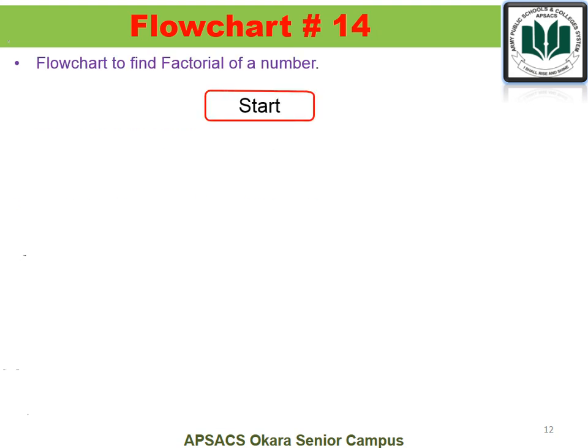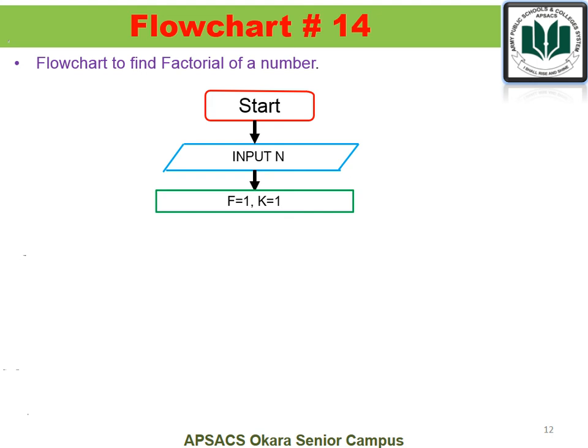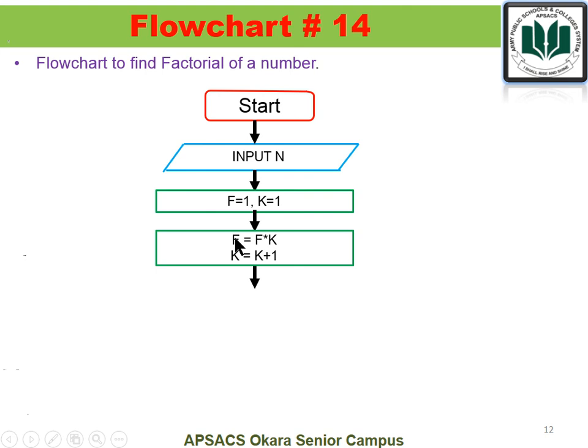Now the last flowchart of our textbook, which is the flowchart to find the factorial of a number. First step, start, input number n. Then we will initialize the values of f and k: f = 1, k = 1. Again, f = f * k. We will multiply the value of f with k, and we will increment the value of k: k = k + 1. I will explain, just wait.